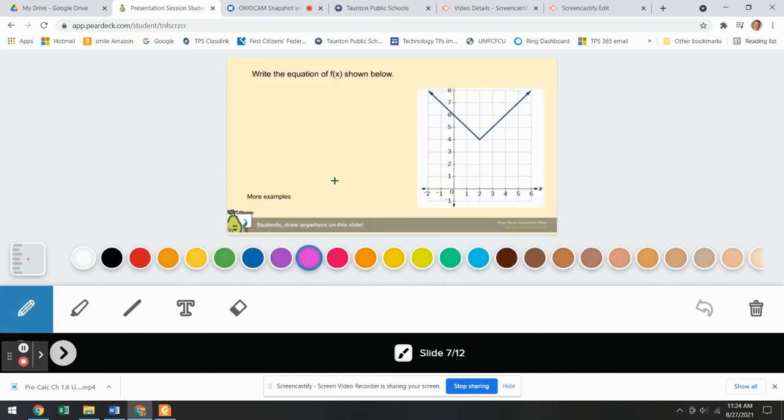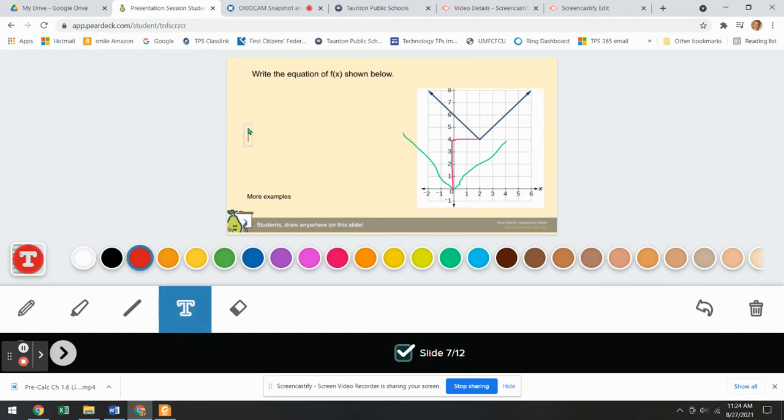Write the equation of f of x shown below. So again, the absolute value is our parent function. And normally the absolute value comes in like this and comes up like that. So we can see that it got shifted up. 1, 2, 3, up to, oops, sorry, that's too high up. We want to track the vertex, like I'm tracking this vertex here. So the vertex went up 4, and then it went right 2.